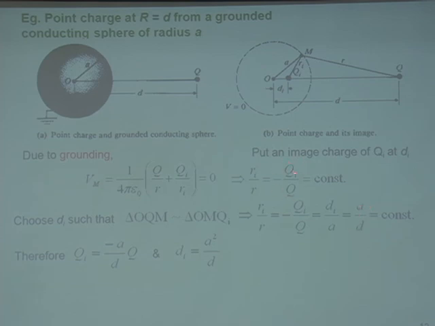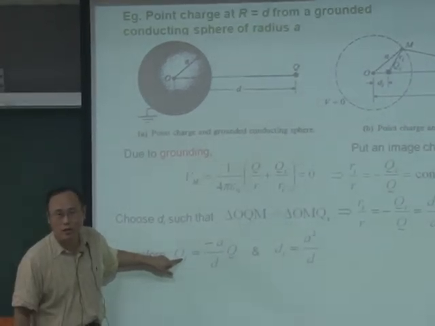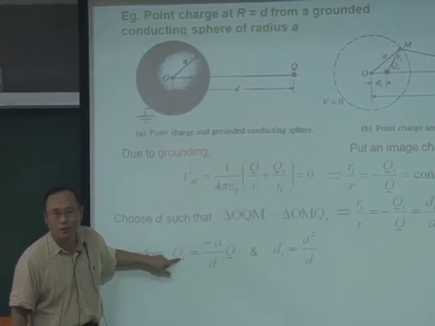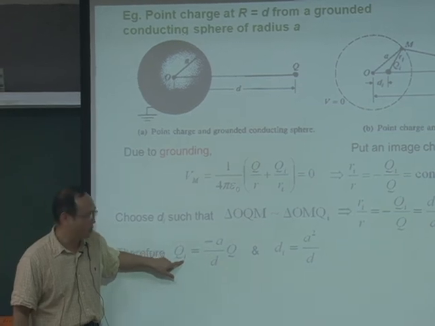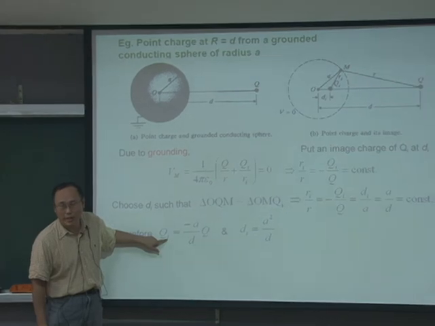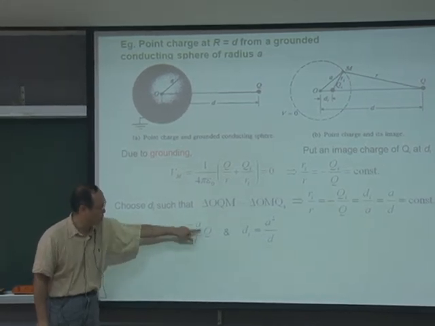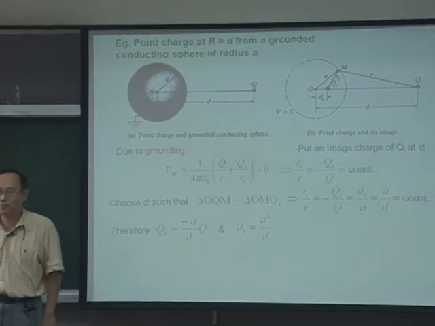Then Qi is known, is equal to minus Q multiplied with this factor. So you also solve the value for the image charge. This time, the amount of charge for this image charge is not equal to the actual charge. Okay, there is a ratio here.